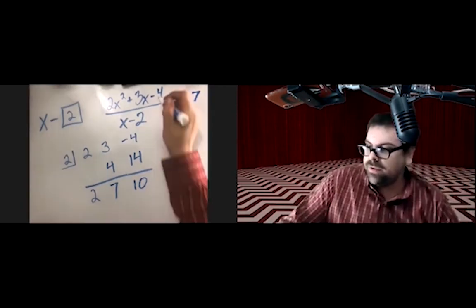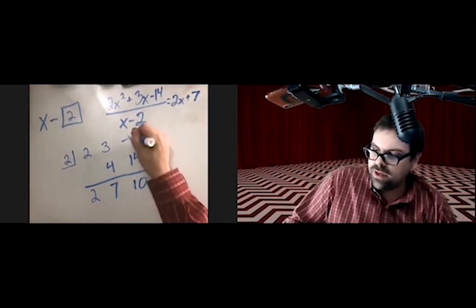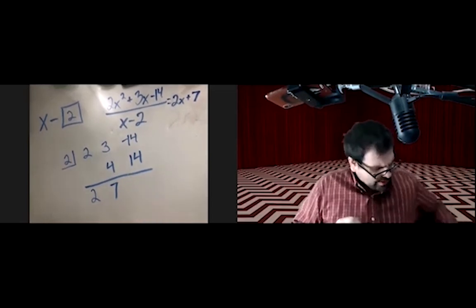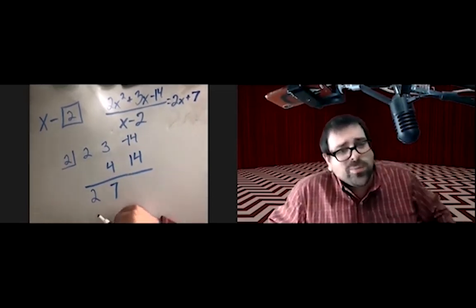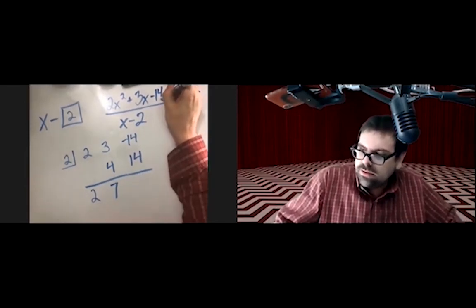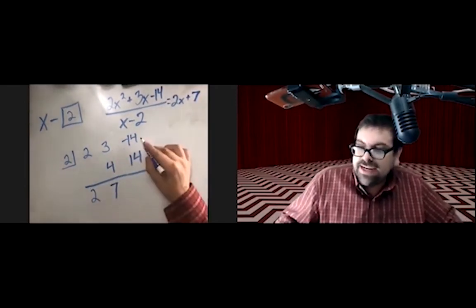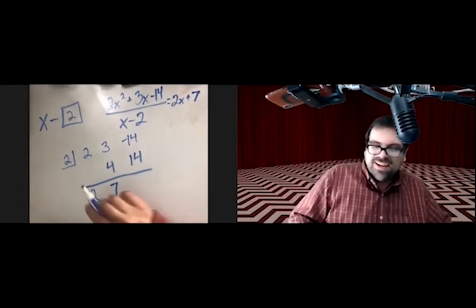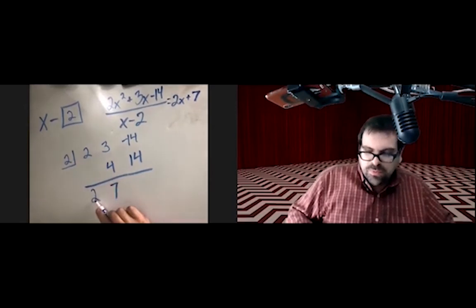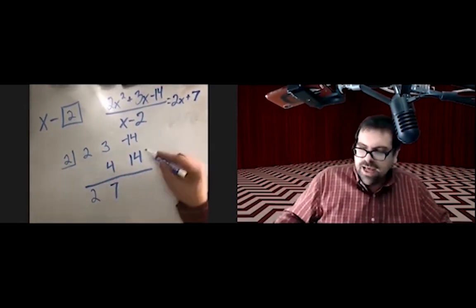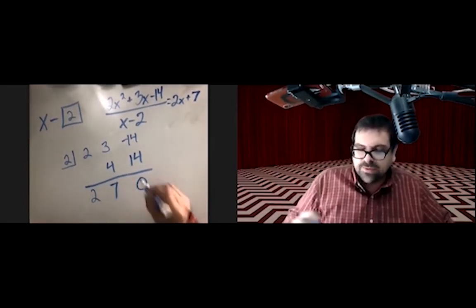I didn't get the right number because, of course, this wasn't minus 4. It was minus 14. I'm so sorry. I was doing so well. I really was. It was minus 14. So 2, 3, and negative 14 were my numbers. Bring down the 2, multiply, and add. Multiply, and when I add, I get 0.